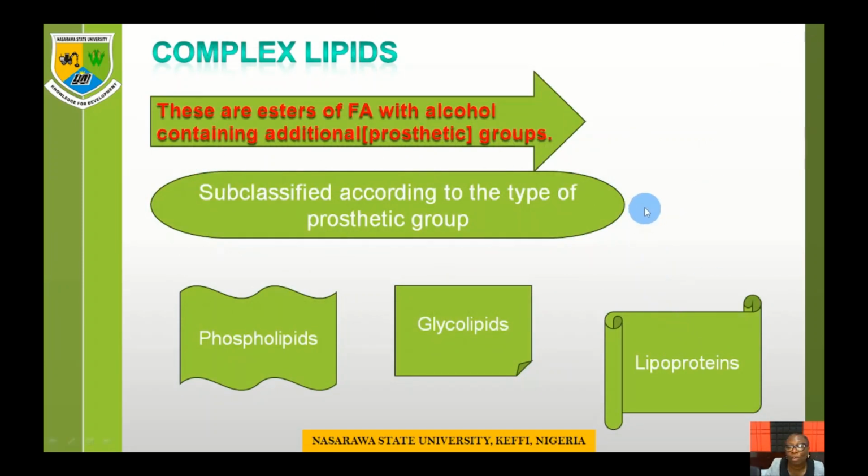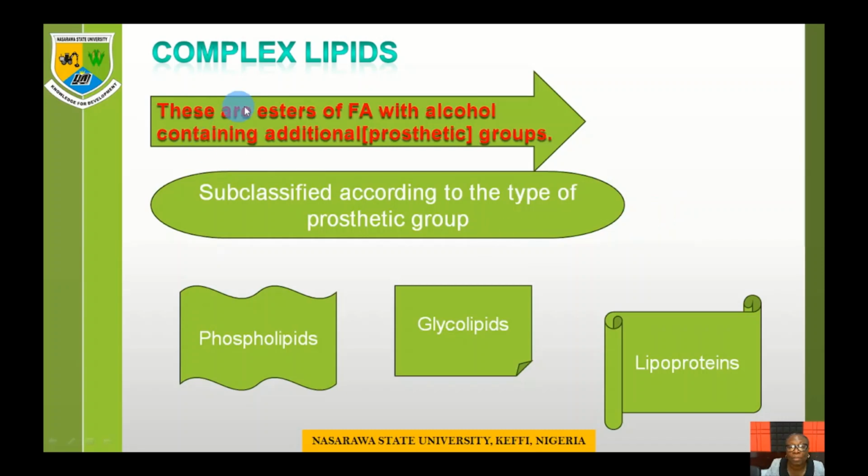Now we have learned about simple lipids. Simple lipids are basically esters of fatty acids and alcohol, and the alcohol could be either glycerol or long chain alcohol, just like we have seen in beeswax that the alcohol is myricyl alcohol.